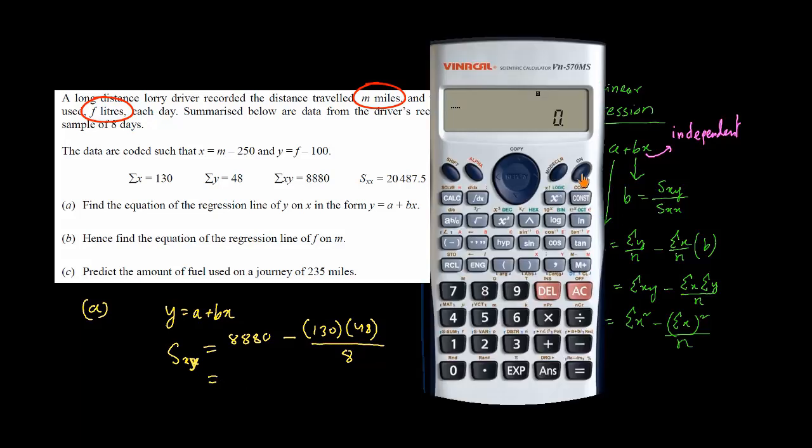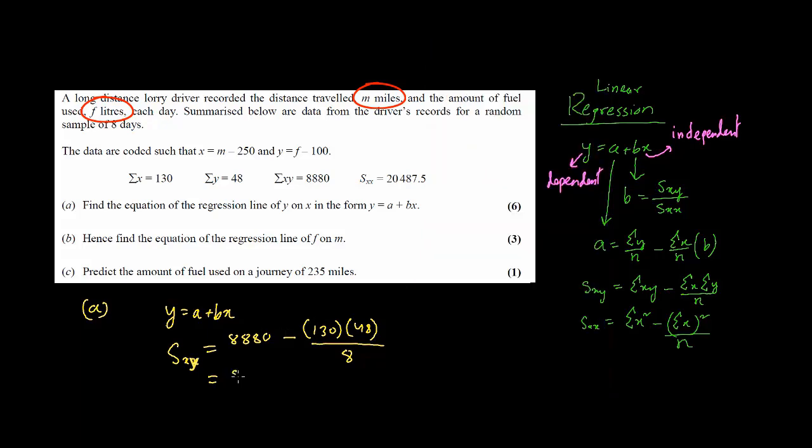They're taking data each day, so there are 8 days. So let's calculate this. Now remember how the calculator works. The calculator can understand multiplication, addition, subtraction very easily without the use of even brackets, but it has a problem with division. So just keep that in mind. So we have to write 8880 minus, now this two would be multiplied and this would be divided, so we can write 130 multiplied by 48, now divided by 8. That would make it 8100.